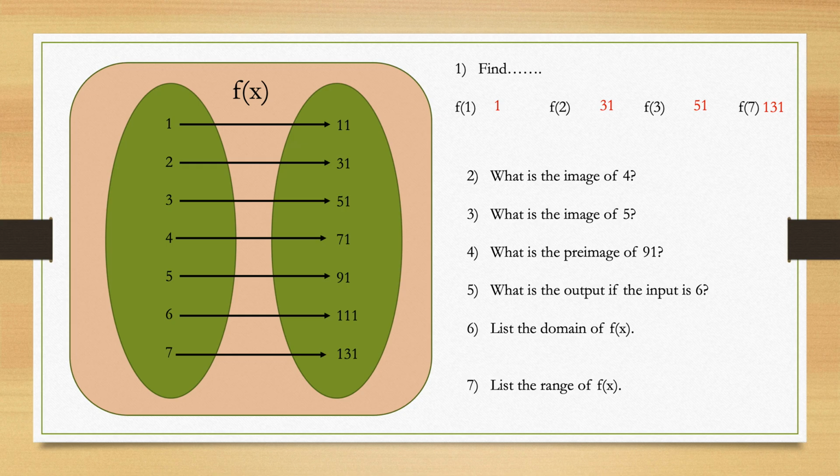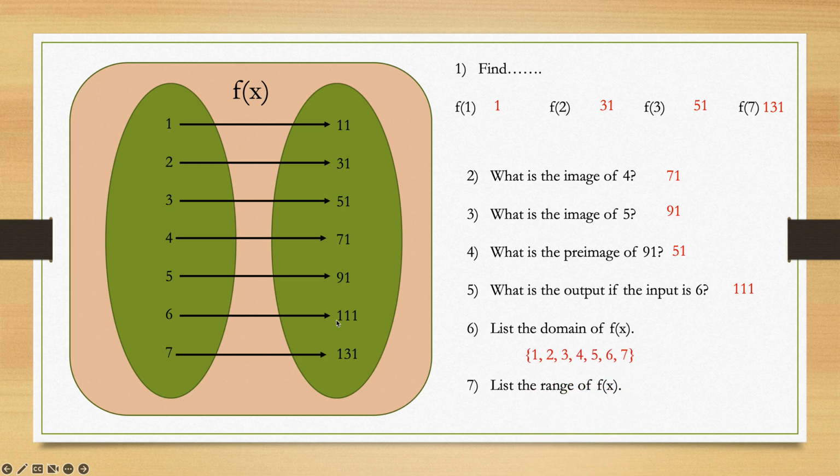Okay, what's the image of 4? 71, right? 4 turns into a 71. What's the image of 5? 91. What's the image of 6? Oh, I'm sorry, that's not what it says. It says, what is the pre-image of 91? Well, the pre-image, if you start with 91 and go backwards, you get 5. What's the output if the input is 6? 6, output 111.